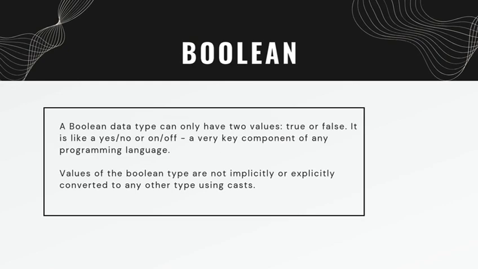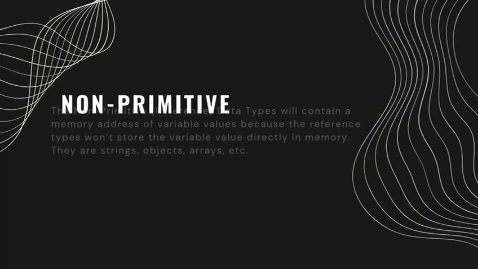Fifth, Boolean. A Boolean data type can only have two values, true or false. It is like a yes or no, or on or off, a very key component of any programming language. Values of the Boolean type are not implicitly or explicitly converted to any other type. It is used for a logical value in conditional statements.